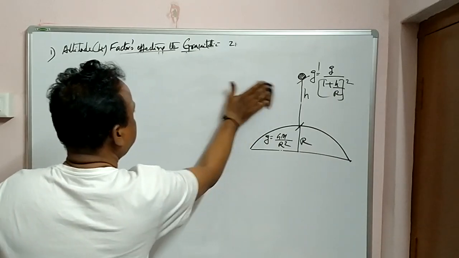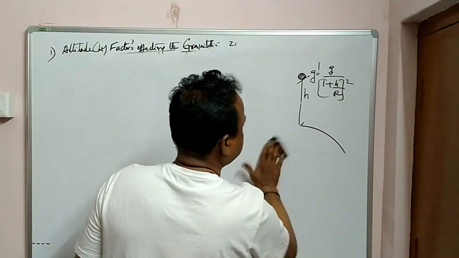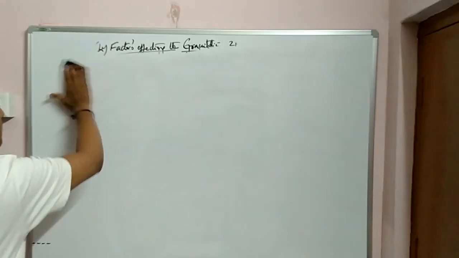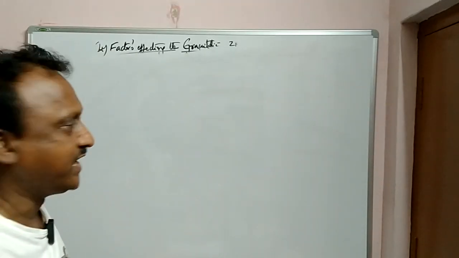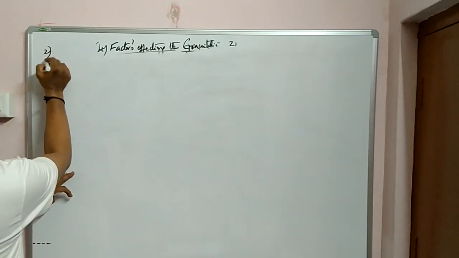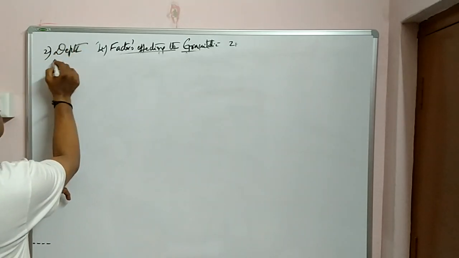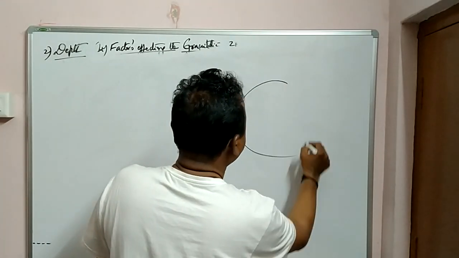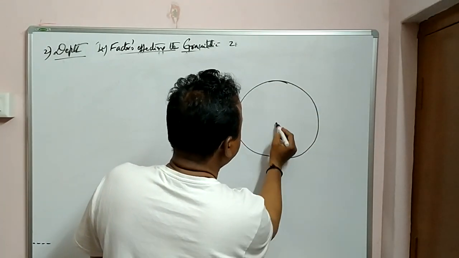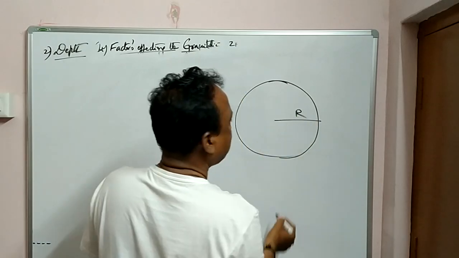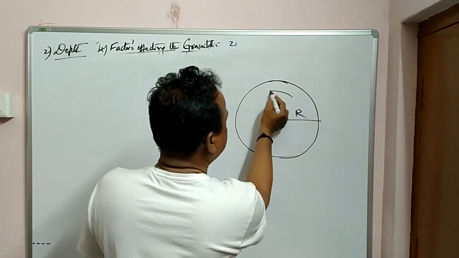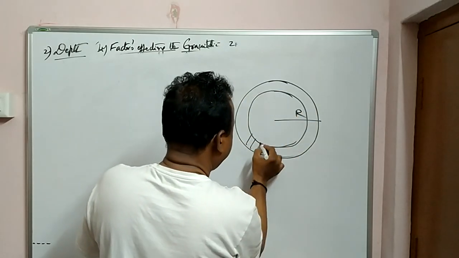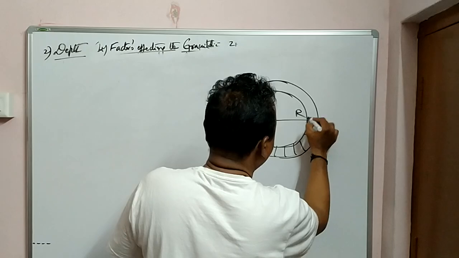Now let us go to the next one, that is the condition due to depth. Second condition, what happens to the value of g due to depth? They are regularly asking this derivation in the intermediate examination. Suppose this is the earth surface, let the radius be capital R. Now suppose a person is going inside uniformly cutting the earth surface. For example, he is cutting d meters uniformly.